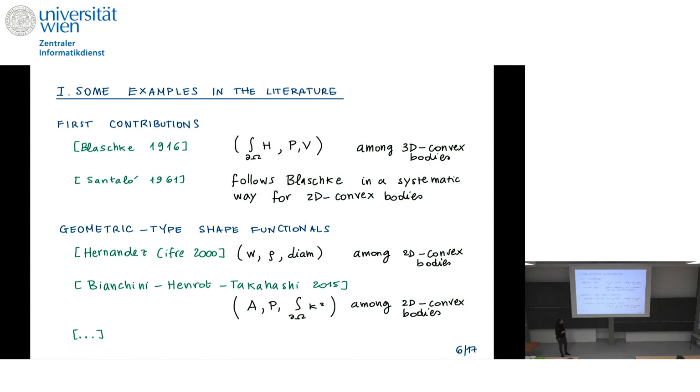Here I give a couple of examples of geometric type shape functionals. So you have the minimal width, the radius, the diameter, the integral on the boundary of the curvature, and so on. So there are many, many examples in the literature.